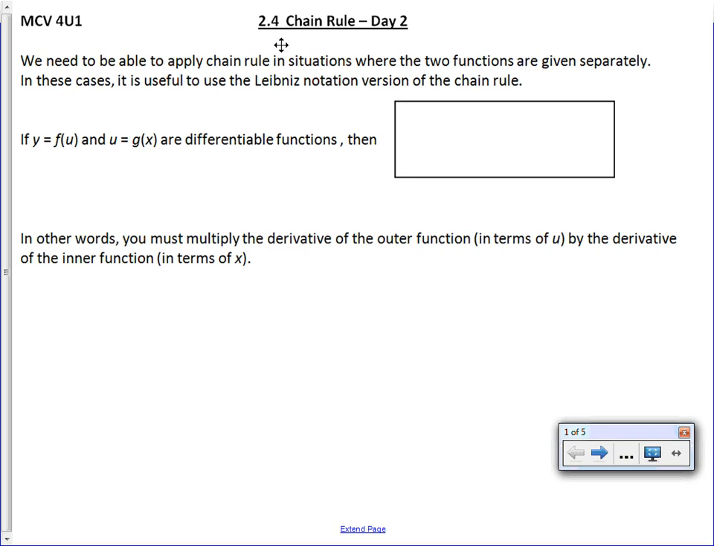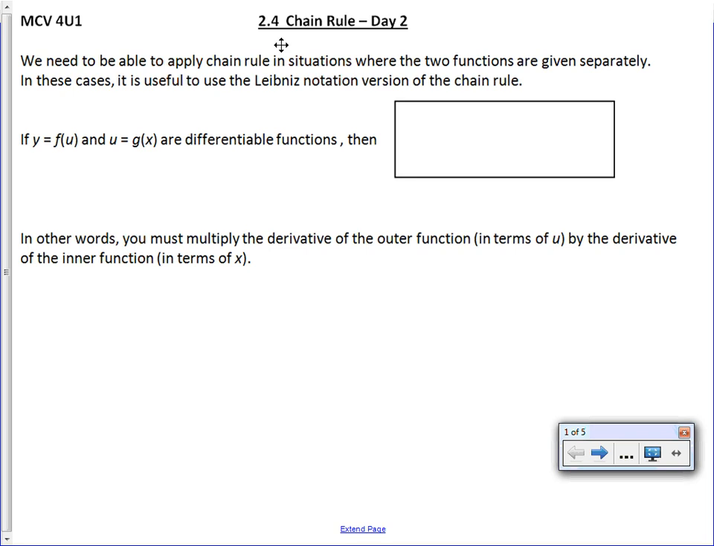So you know how when we talked about composite functions, you have the function f and the function g, and you put them together to create the composite function. But what if you're given them separately? Isn't it easier to work with two separate things that are maybe easier than one complicated thing? In some cases the answer might be yes. So in these cases, it's useful to use the Leibniz notation version of the chain rule.